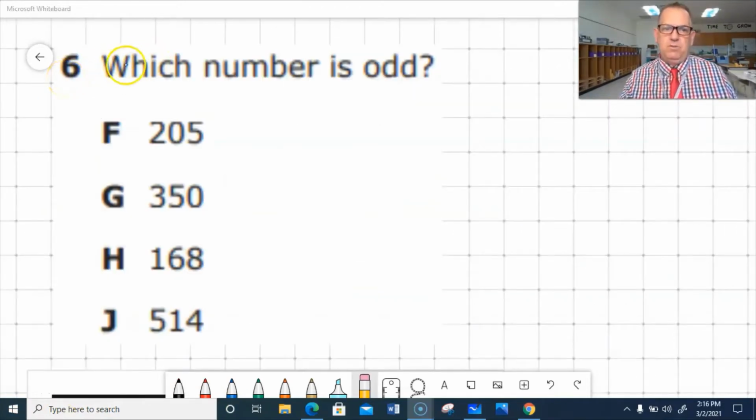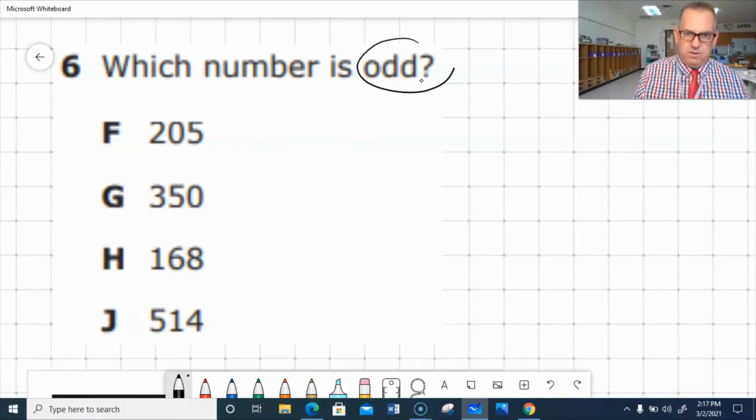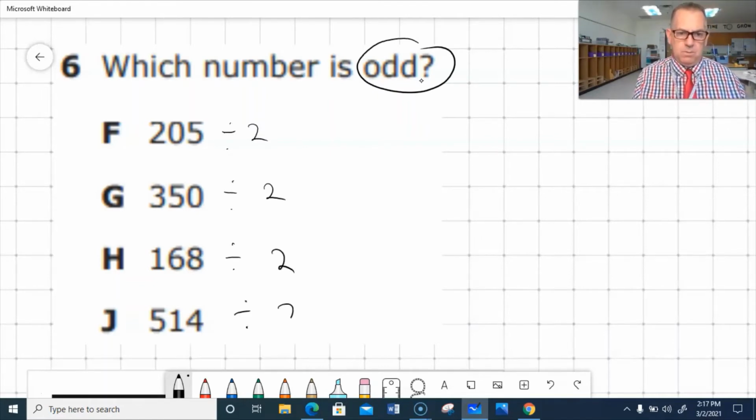Okay, problem number 6. It says which number is odd? So we're looking for the number that's odd. And basically what that means is if I was to divide each one of these into 2 equal groups, I wouldn't have the same amount in each group. So I'm looking for the number that's odd. And that would take quite a while. I could do that on all of these.